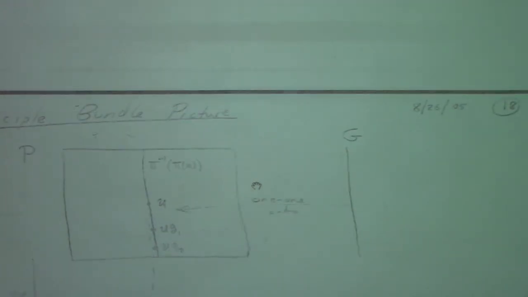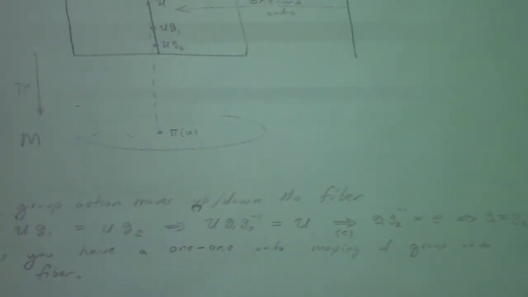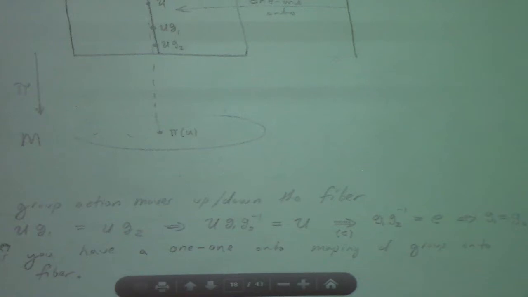So here's a picture of what we were just struggling with. You have u, this would be u g1, u g2. As you sort through different group elements, you trace out the whole fiber under the right group action of the Lie group on the fibers of the total space. And there's a one-to-one correspondence between the fiber and the group. Basically, over here, fixing the point with the trivializing map. Anyway, the group action moves up and down the fiber.